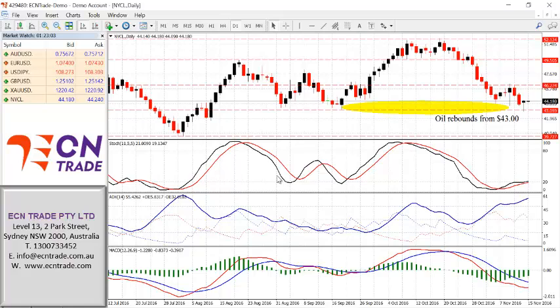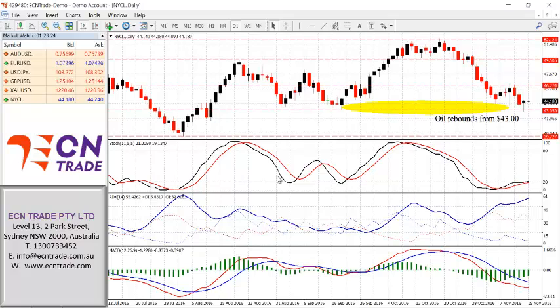And to wrap with oil, the market rebounds from that $43 a barrel level. However, we need to see further momentum to drive it through the minor resistance at 44.45 and on towards 45.20.40, and it is viewed from there that could actually see further scope to $46 a barrel.